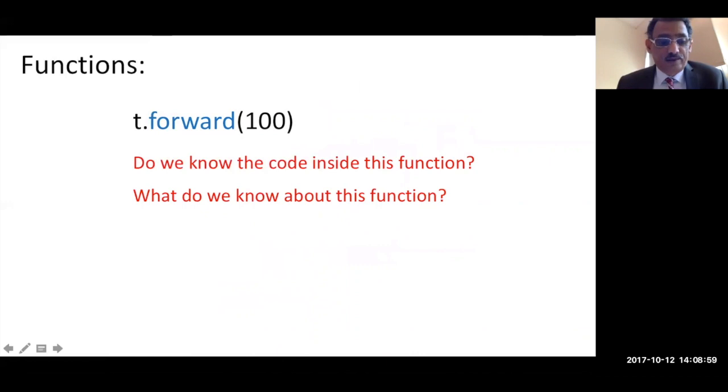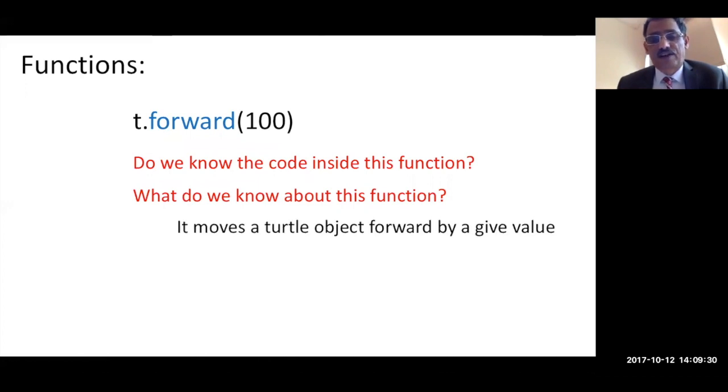What do we know about this function? We know it just draws a line on the screen going forward. If the turtle is facing right, it will draw 100 points right. If it's facing up, it will draw 200 up, or at a certain angle. That's what we know about it. And that's important for us to know. And there are millions, billions of functions in Python.